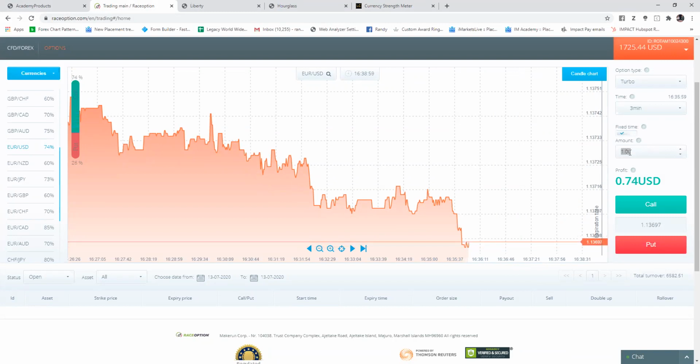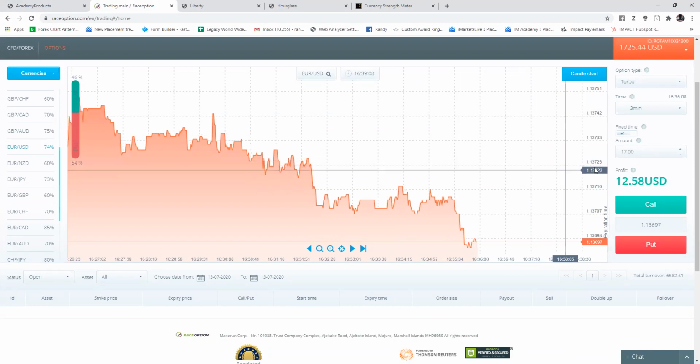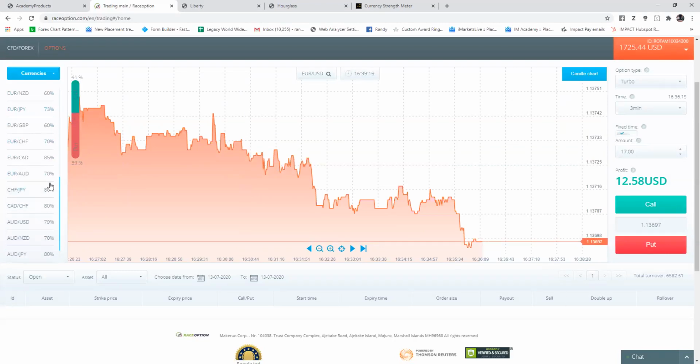Now we can decide what we want to risk in our account. My recommendation is risk no more than 1 to 3, maybe 5%, depending on the type of trade that you do. So if we were doing 1%, this would be about $17, right? That's what I would put in here. And based off what it's showing right now, this payout is 74%. Now, on the left, it shows you the different payouts for your currency.